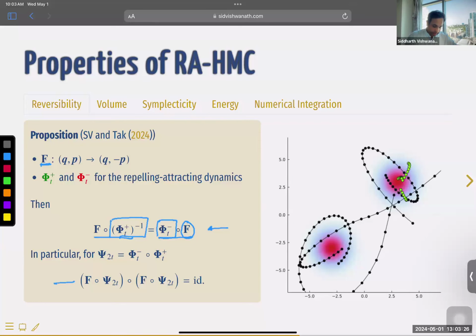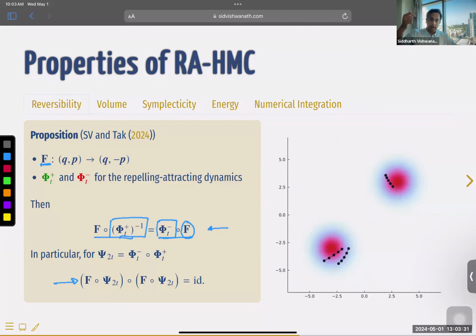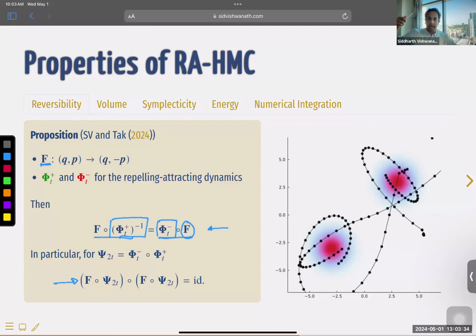But what this allows you to say is that the composition of your repelling and then attracting dynamics, along with the momentum flip operation, now gives you an involution. So based on that result by Tierney, this constitutes a Markov kernel that satisfies detail balance. So the reversibility property holds over here. And of course, the ratio of the transition kernels in your accept-reject ratio gets canceled out.